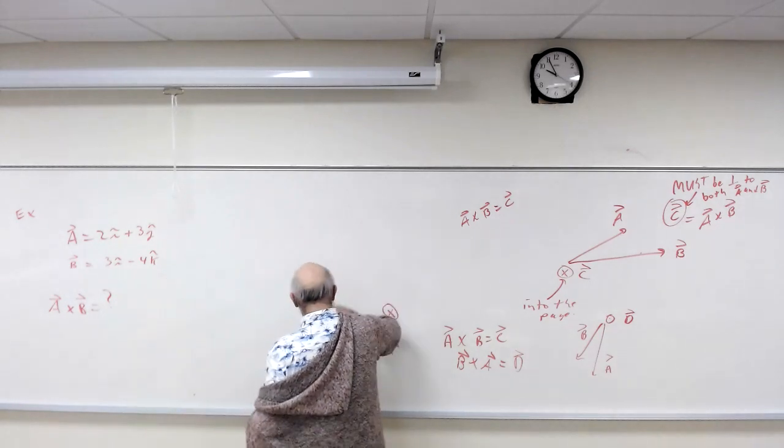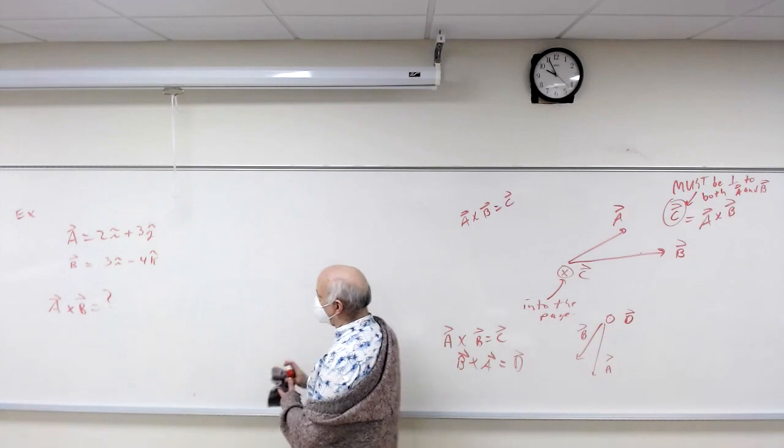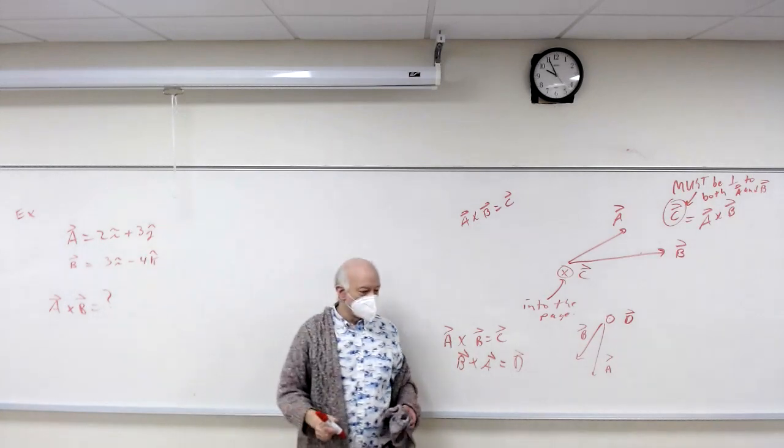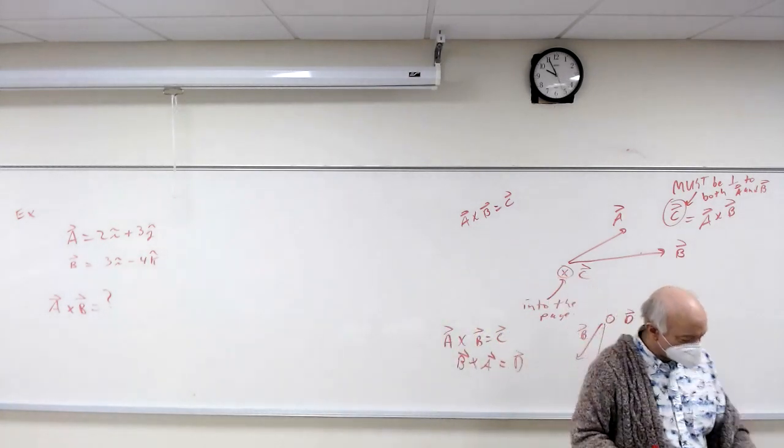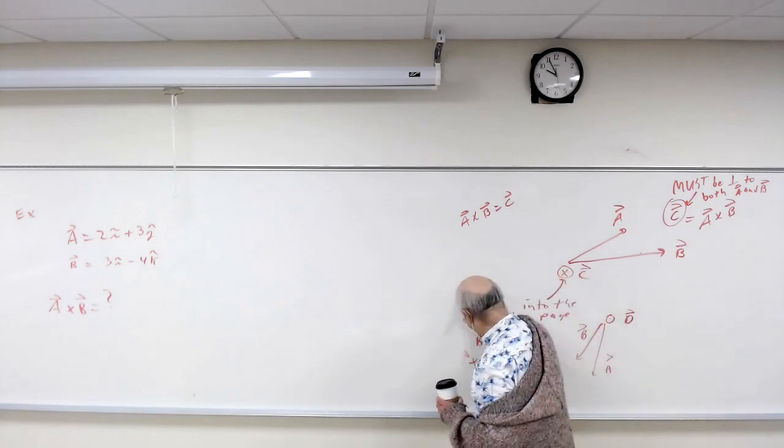So Valentine's Day is coming up. You can't find chocolate for your hot date. So instead you bring your date two vectors and you're going to cross them. That says love.